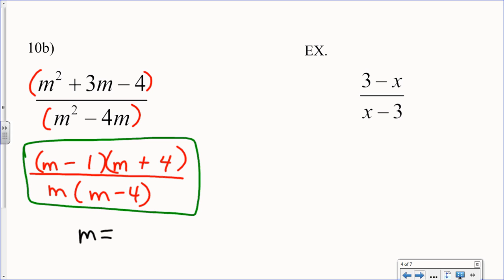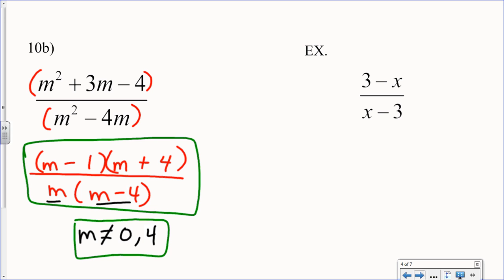My disclaimer, I'm going to use m because that's the variable we're working with. Okay, so 2 m's in the denominator, so 2 disclaimers. So m can't equal 0 or 4. Good. Okay, let's look at the next one.